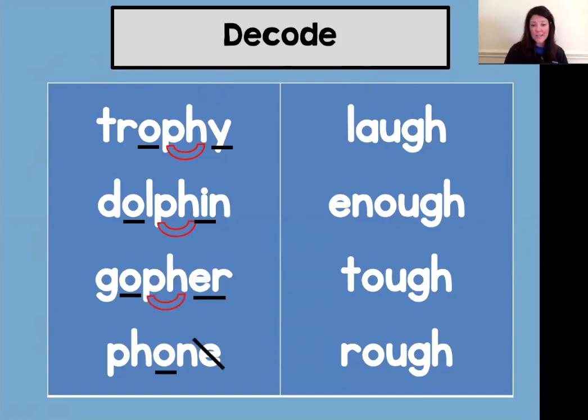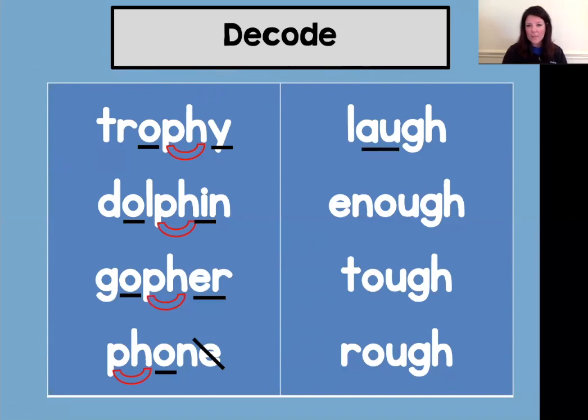Our next word has an O. And there's a silent E at the end. I know it's not going to say any sound, but it's going to make the O in the middle say its name. And there's our PH. O, phone.